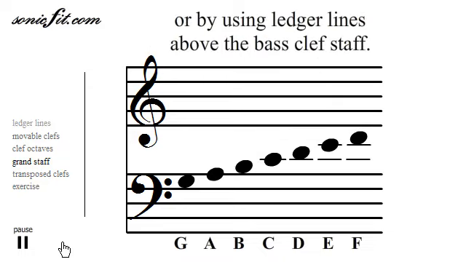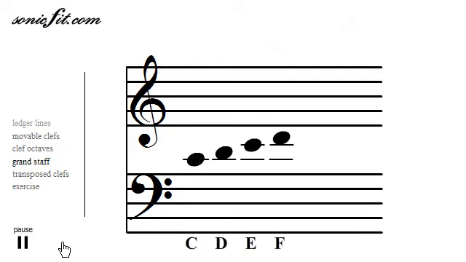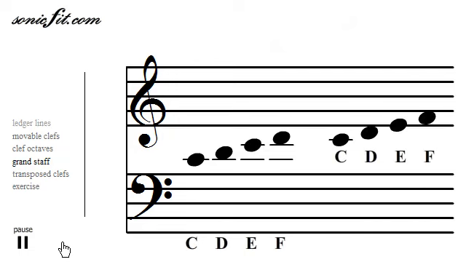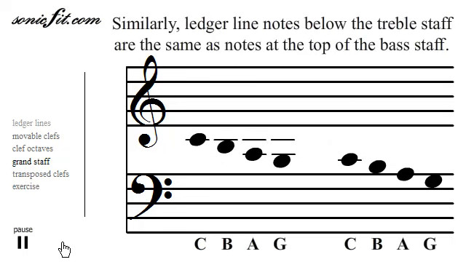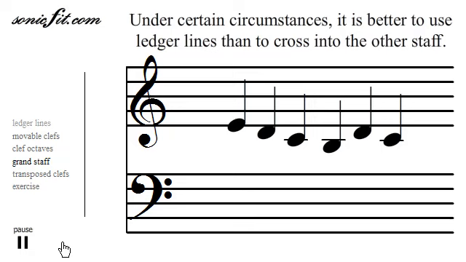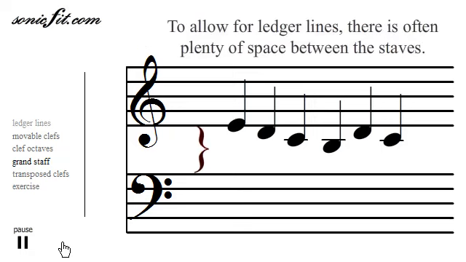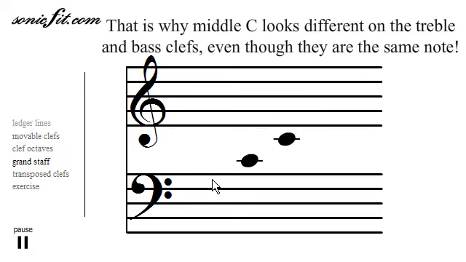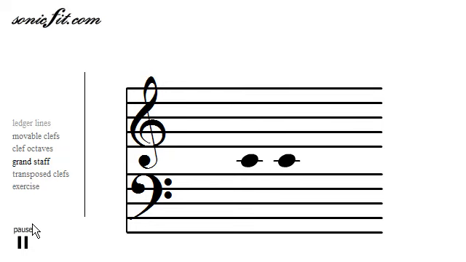Ascending up the bass clef, notes may go higher than C by passing into the treble clef, which is the same as if you use leisure lines above the bass clef. This diagram shows the 4 notes on the left are the same 4 notes as the ones on the right. Similarly, leisure lines below the treble clef are the same notes as those on top of the bass staff. We often want to use leisure lines rather than crossing staves. So there's extra room placed between the staves.